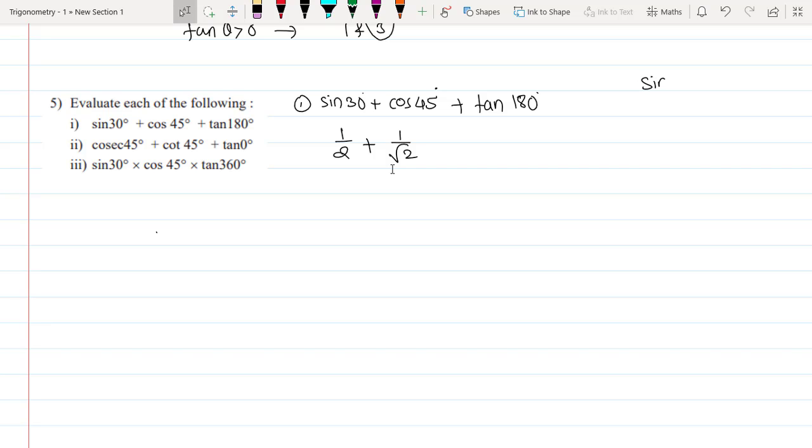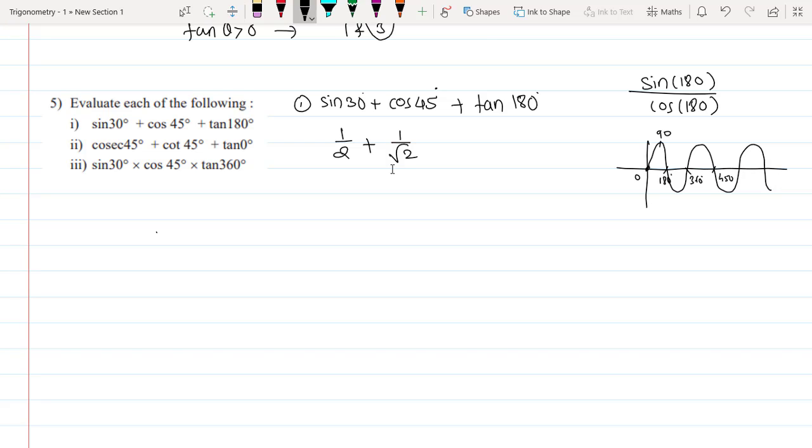Tan 180 is nothing but sin 180 upon cos 180. And you know that sin 180 is 0. If you observe our sine waveform, this is the kind of sine waveform you can get. This is 0, this is 180, this is 360, this is again 450 and so on. Because sine is 0 at 0 and 180.